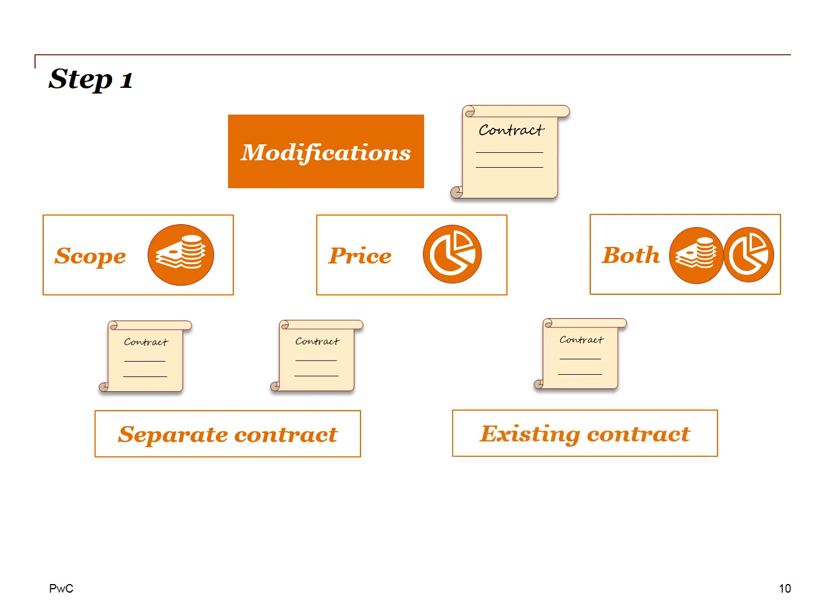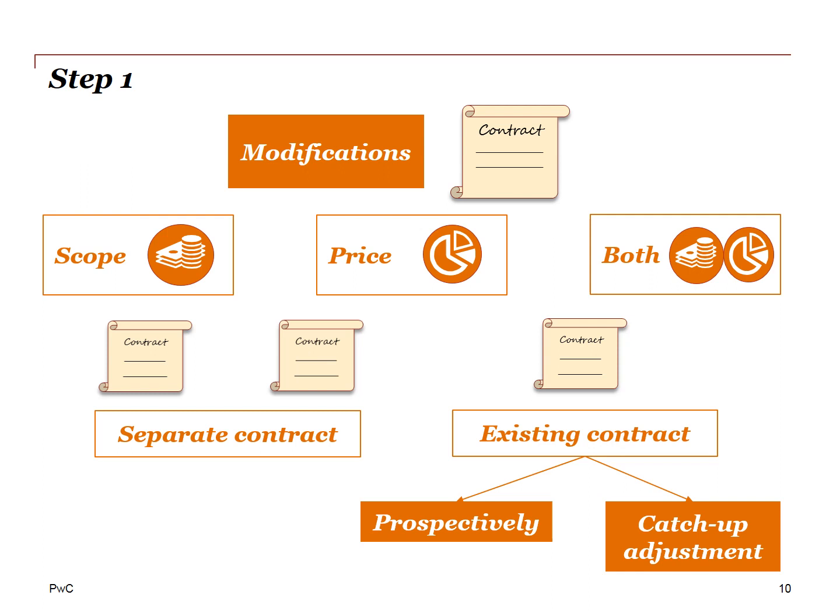Or as part of the existing contract when the modification does not meet the criteria to be accounted for as a separate contract, either prospectively, if the remaining goods or services are distinct from the goods or services transferred before the modification, but the consideration for those goods or services does not reflect their standalone selling prices, or through a cumulative catch-up adjustment if the remaining goods or services in the modification are not distinct and are part of a single performance obligation that is only partially satisfied when the contract is modified.